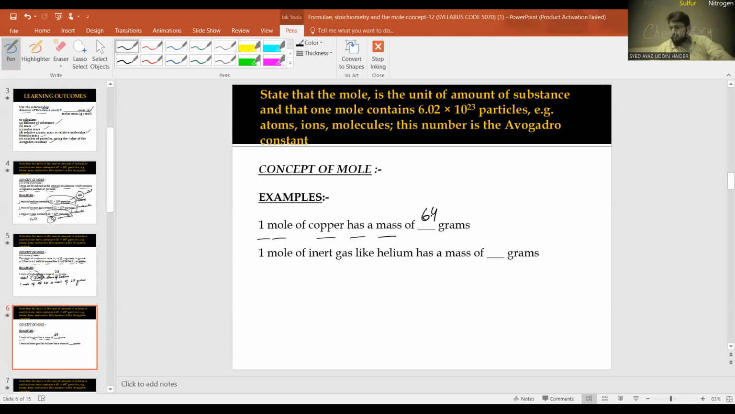Similarly, you can write the mass of an inert gas like helium in grams. 1 mole of an inert gas like helium has a mass of dash grams. AR of helium is 4, so you will write 4 grams.